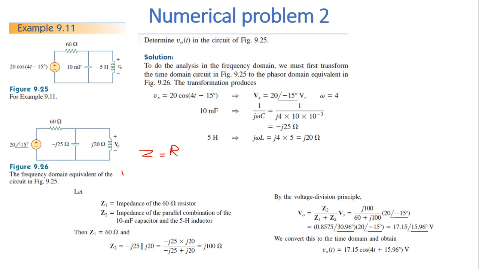If it is an inductor, that is L, then the value of Z is equal to j omega L. And similarly for a capacitor, Z is equal to 1 by j omega C. So this is for a capacitor.